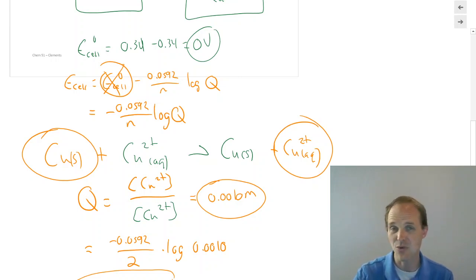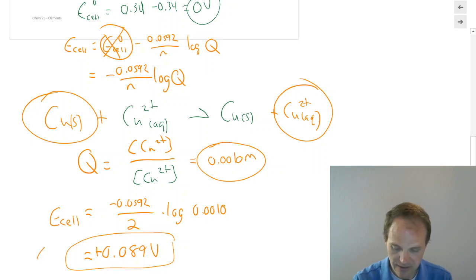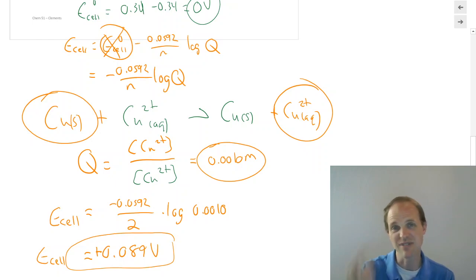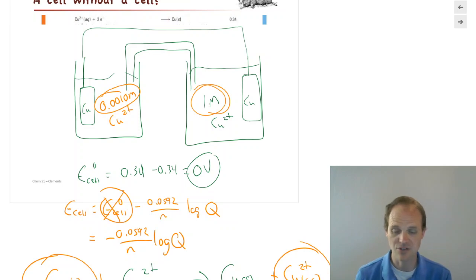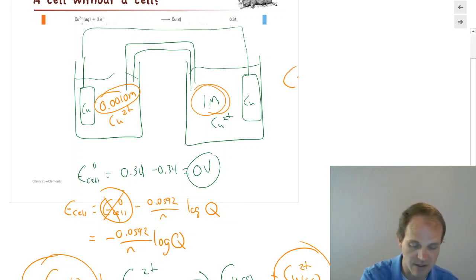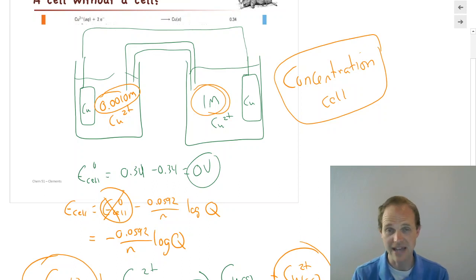If I'd guessed wrong, I would have gotten a negative Ecell, and I would have been like, wait, negative Ecell, that's not spontaneous. It just means I mixed it up. Okay, so that's a hint for yourself if you're solving one of these concentration cells, as it's called. If you get a negative Ecell, you know you probably just mixed up what was happening.